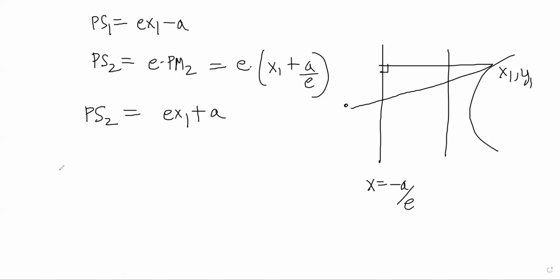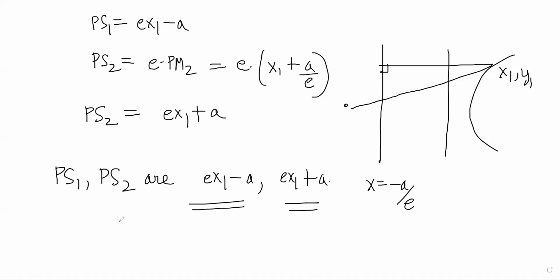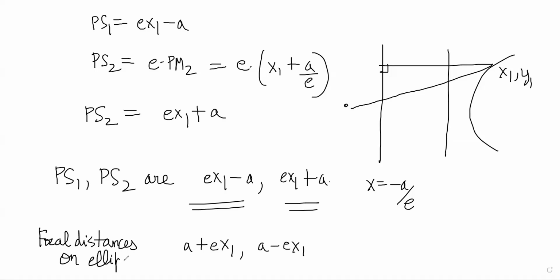So the focal distances of the 2 points on a hyperbola, PS1 and PS2, are ex1 minus a and ex1 plus a, right? Remember, for an ellipse, it was a plus ex1 and a minus ex1. Focal distances on ellipse. And on a hyperbola, it is ex1 minus a and ex1 plus a. So that's why the difference of these two is equal to 2a. And in the ellipse, it was the sum of the focal distances that was equal to 2a. I hope you are understanding the differences.